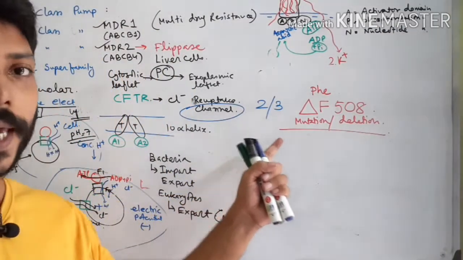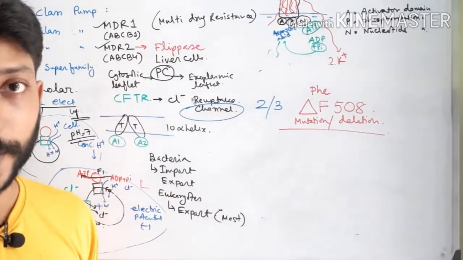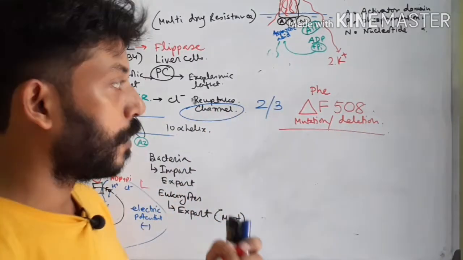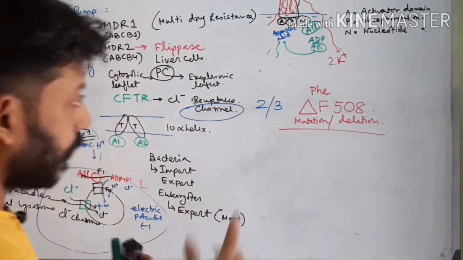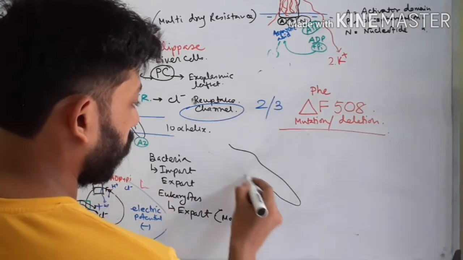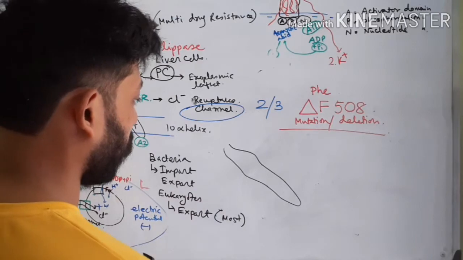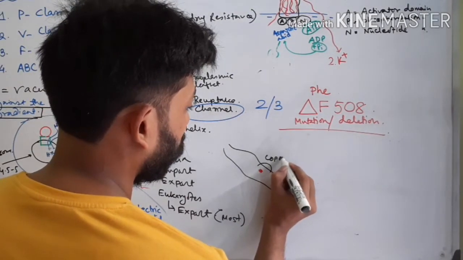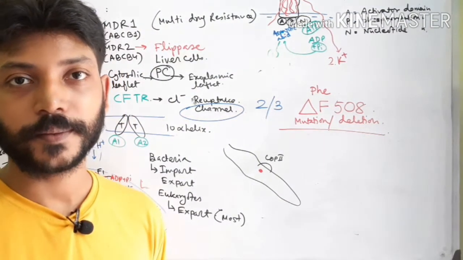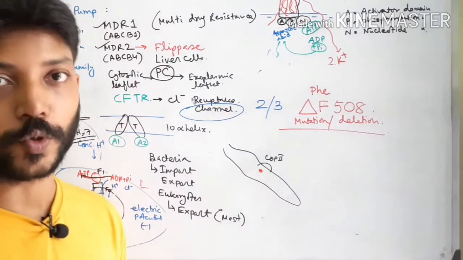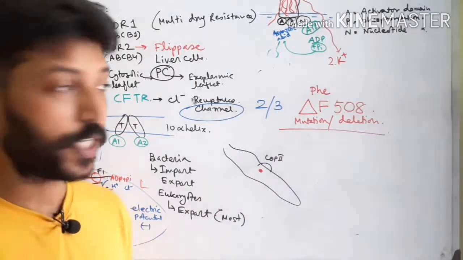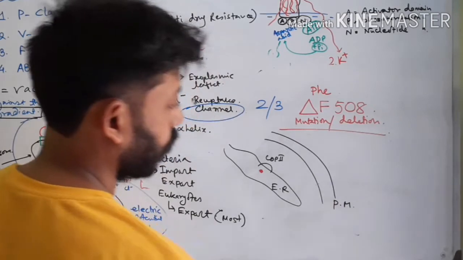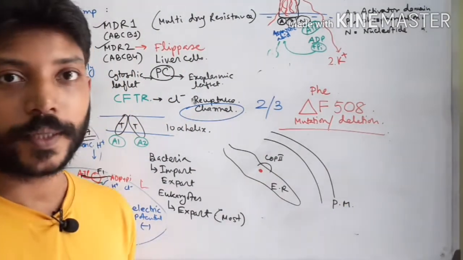And why does it occur? If there is a mutation or deletion of this F508, why does cystic fibrosis occur? The reason is, if the 508 position gets mutated or deleted, then this protein that is present in the endoplasmic reticulum cannot come out. It cannot come out by a mechanism called the COPII mechanism, because COPII acts as a coat protein. So for this mutation or deletion, it cannot reach from the endoplasmic reticulum to the plasma membrane. This protein cannot reach the plasma membrane.